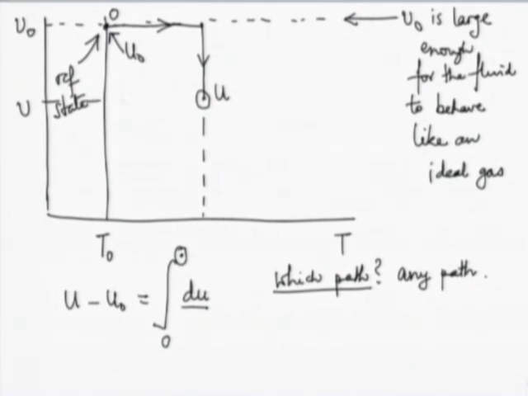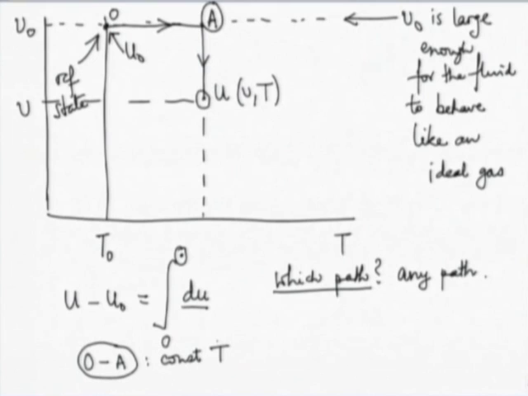This U will be decided by the specified volume V and the specified temperature T, whereas U naught is at V naught and T naught. And the consequence of this is the following. Notice that this O to A, let me call this point A, is a constant V path, and A to our final state is a constant T path.